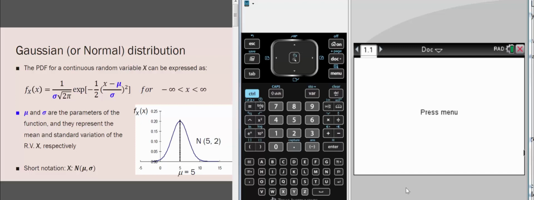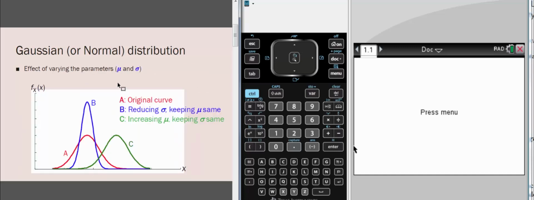In this video, I'm going to show you how to use the TI-Nspire to solve normal probability problems the easy way. So first, let's review. The normal PDF looks like this. It is a function of x, and it contains two parameters, the mean value and the standard deviation. And this is a shorthand notation for that normal random variable with mean mu and standard deviation sigma.